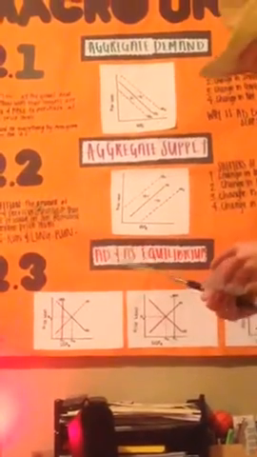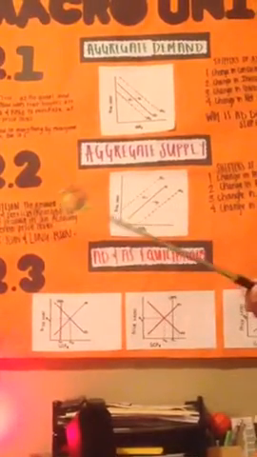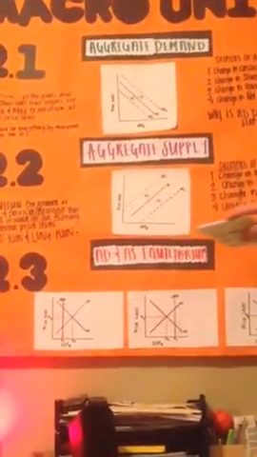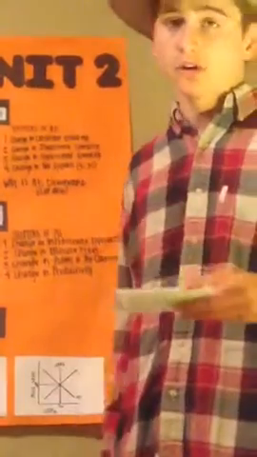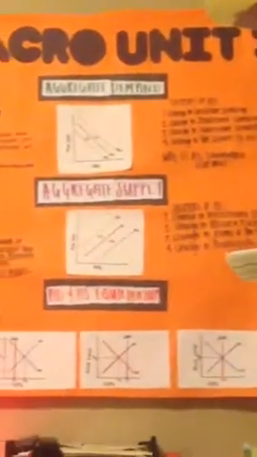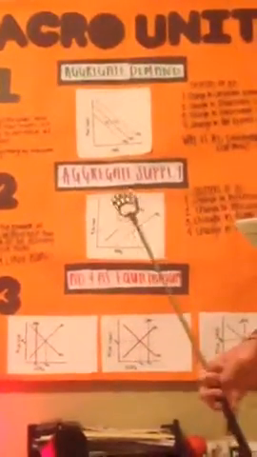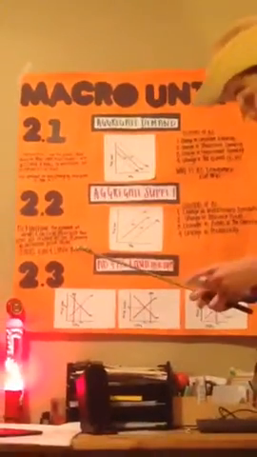The last key aspect is the foreign trade effect. When the U.S. price level increases, foreign buyers purchase fewer U.S. goods. In turn, Americans buy more foreign goods. Exports would decrease, imports would increase, causing real GDP to go down.